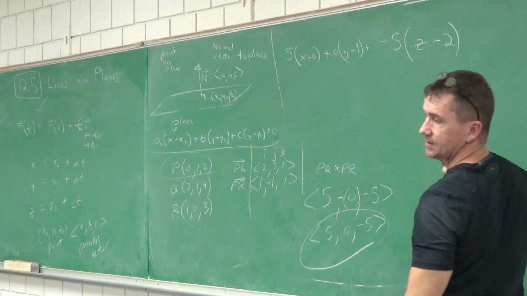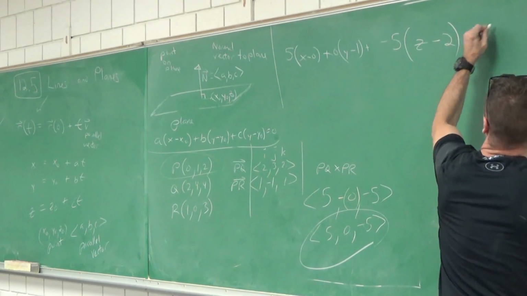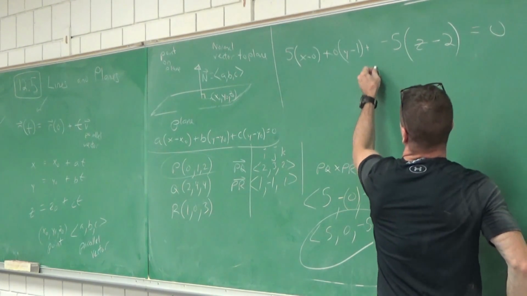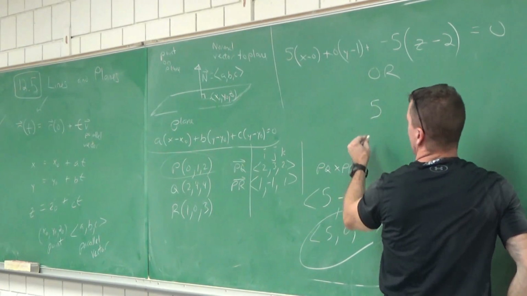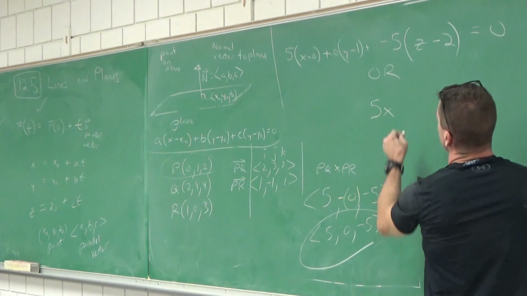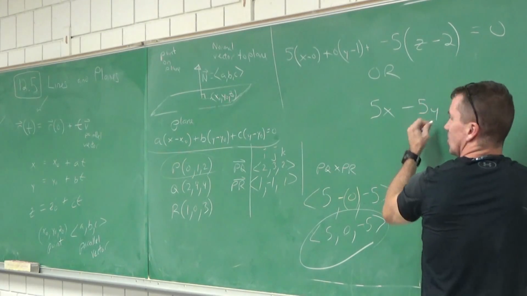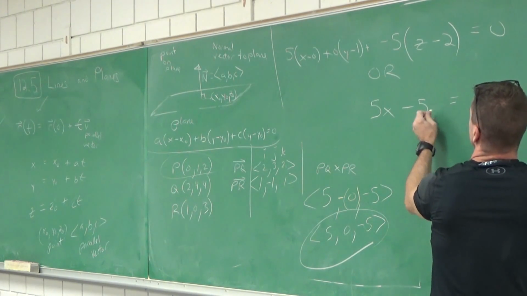All done? Equals 0. Or if you want to clean it up, what's it look like? Might look a lot better. 5x minus 5y minus 5z, oh, it looks way prettier.